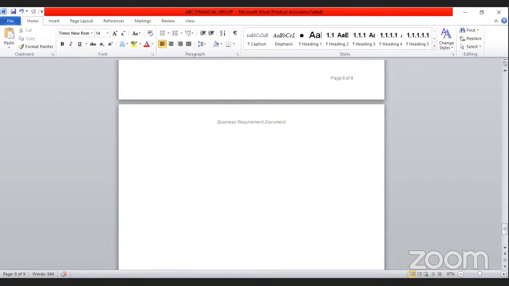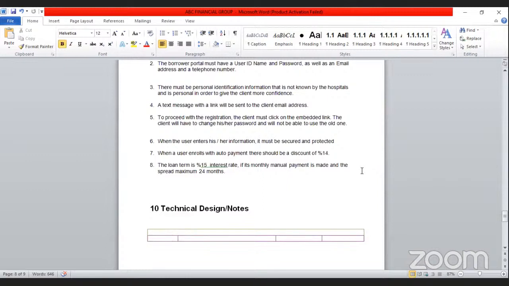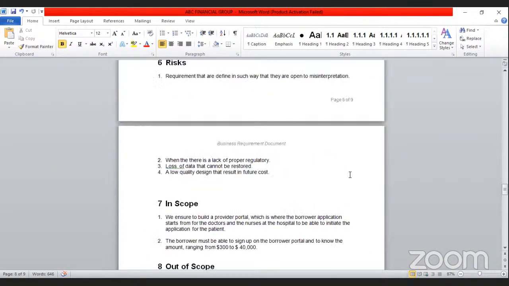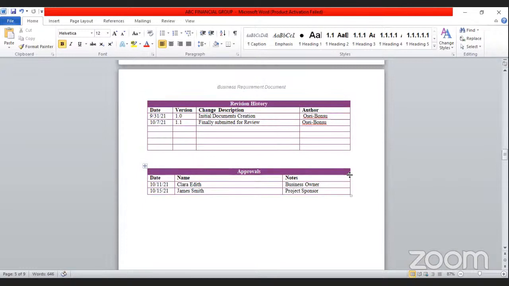It's quite a straightforward presentation. I like the clarity in your presentation. You speak very clearly. The first thing I want to look at is the approval side, where we have approvals and you listed your name. You said business owner and then project sponsor. So can you clarify who Clara Edith is and who James Smith is?